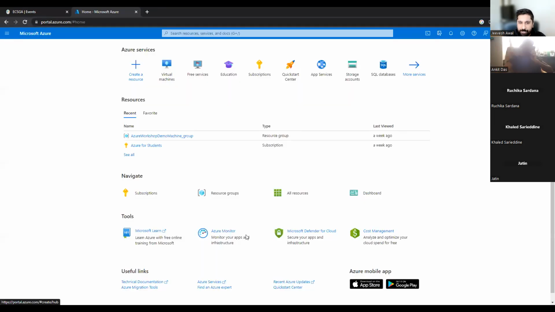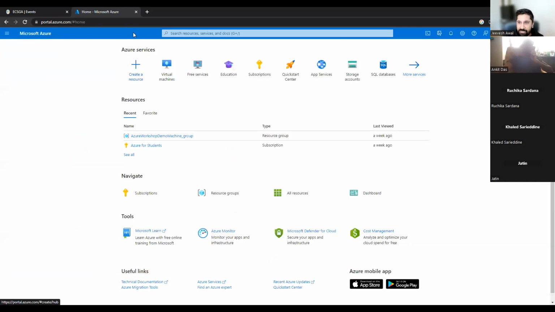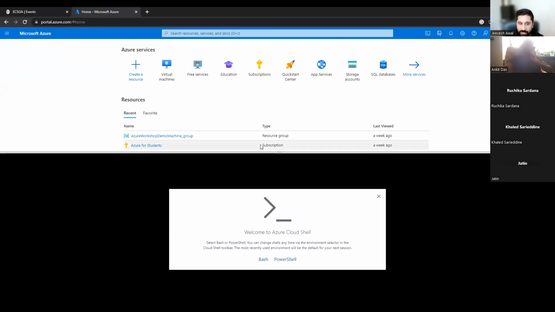Okay, so I'm inside my Azure account. The first way of accessing Azure is the Azure portal. I can create a resource just by clicking over here. Another way of accessing Azure is the Cloud Shell at the top right. Let me expand it. See, I have the option of using Azure PowerShell or Bash, depending upon what works best for me.